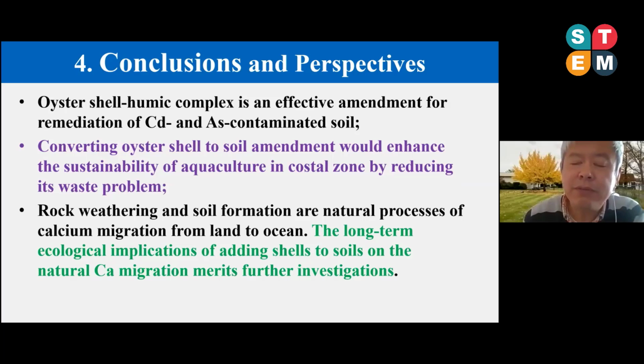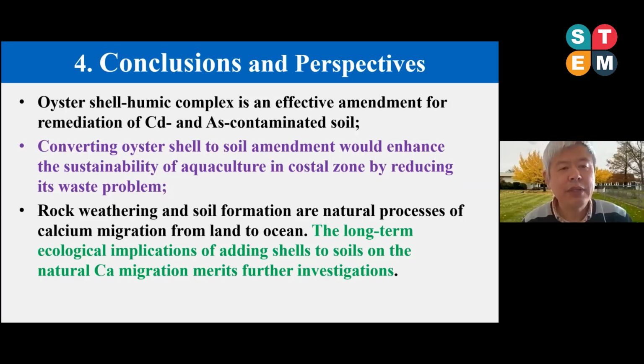And here are brief conclusions and perspectives. From this work, we can show that oyster shell humic complex is an effective amendment for the remediation of both cadmium and arsenic contaminated soil. This cadmium and arsenic contamination is a common problem in the world, and in some Asian countries particularly it is a really serious problem. And cost-effective technology is much required for remediation of these kinds of soils.